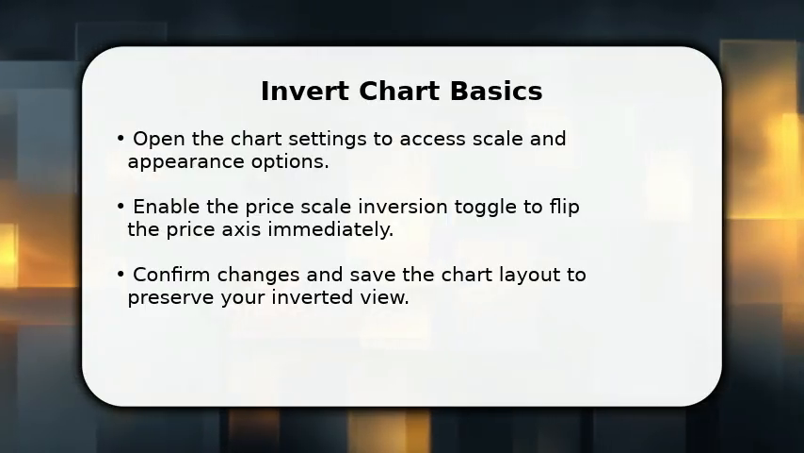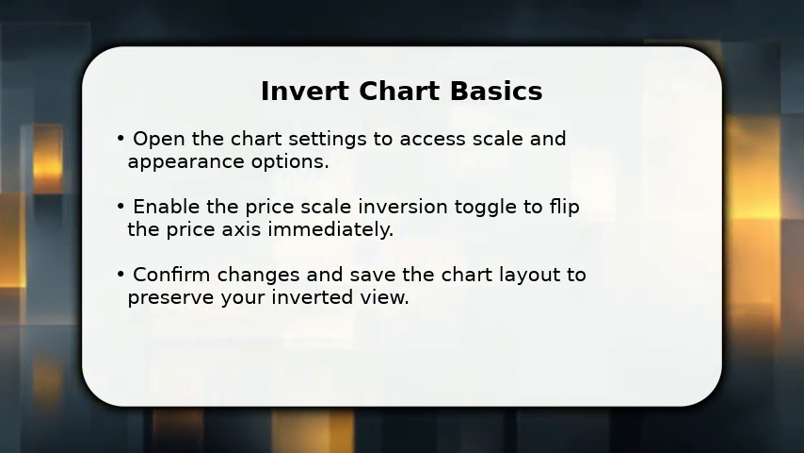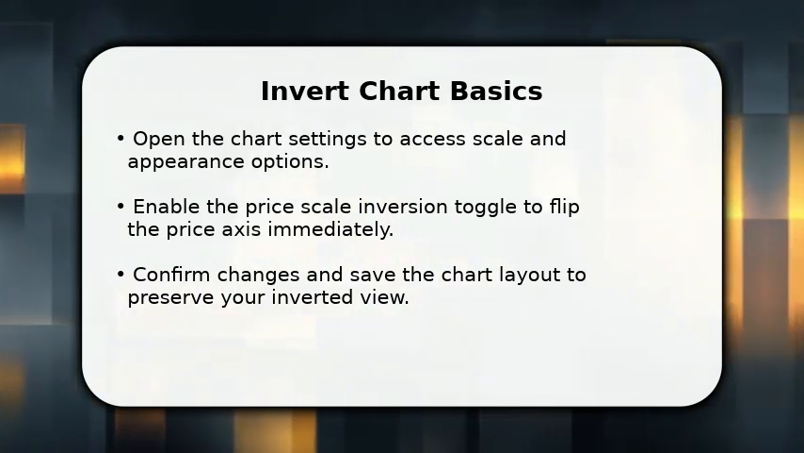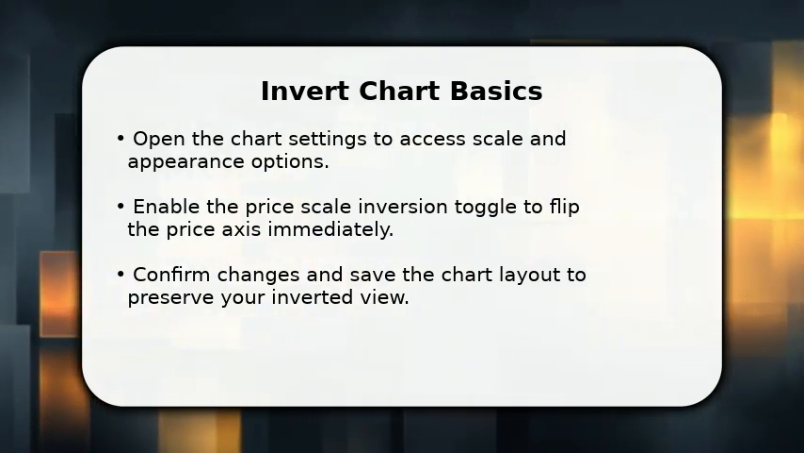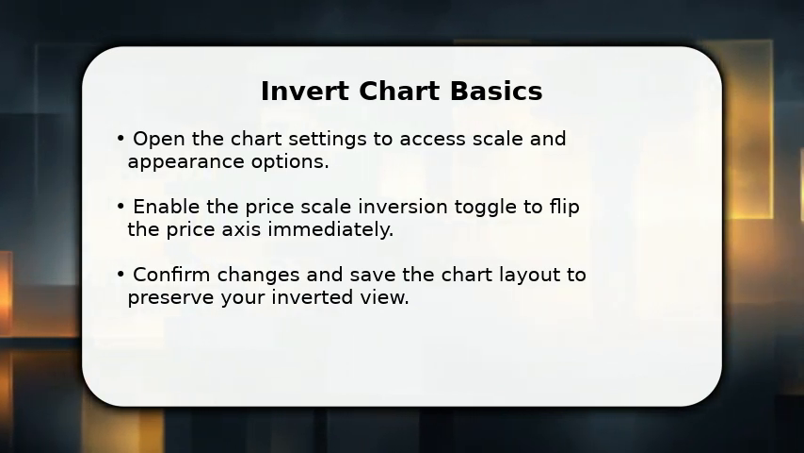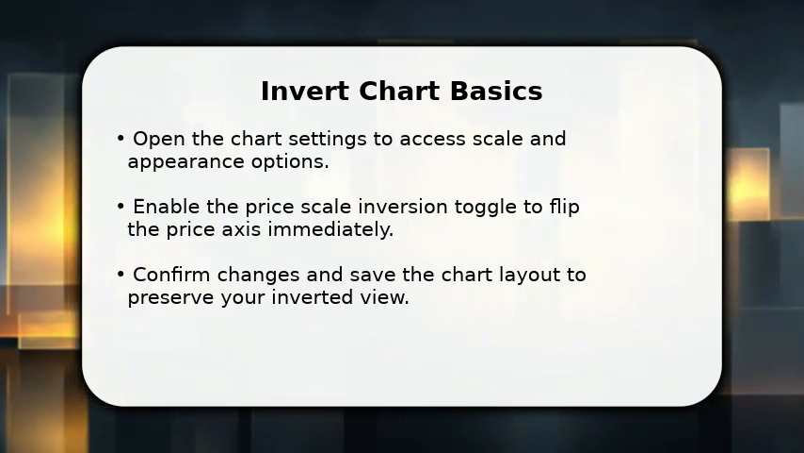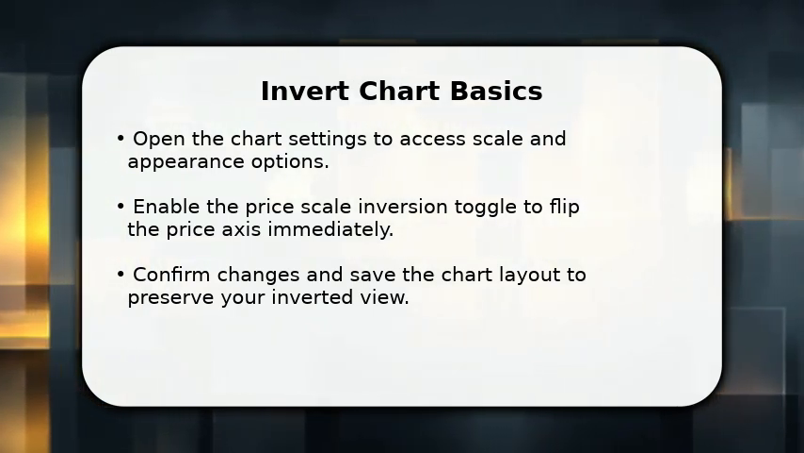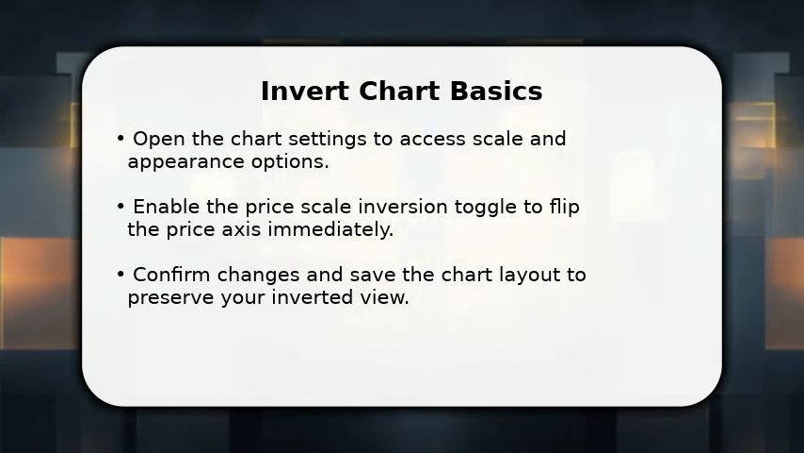In this video, I will show how to invert TradingView chart, full guide. Open the chart and right-click the price scale, then choose Settings to view scale options. Locate the Invert Price Scale toggle and switch it on to flip values. Check that indicators align correctly after inversion and adjust indicator settings if needed. Finally, save the layout so your inverted chart appears every time you load TradingView.